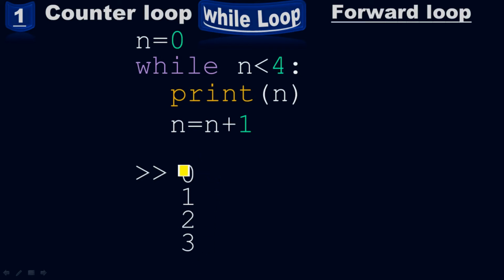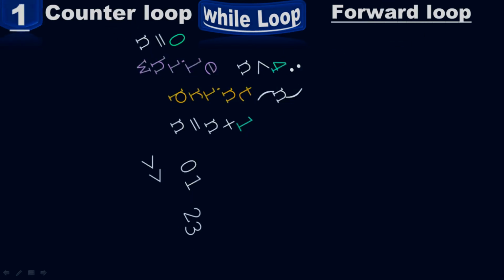So it is the execution of the block of numbers multiple times. So this is the simple example of the while loop, which we call the forward counter while loop. Forward counter while loop to show the numbers in the forward pattern like 0, 1, 2, 3, not in a reverse form like 3, 2, 1 and 0. It is in the forward form. Therefore we call it counter forward while loop.